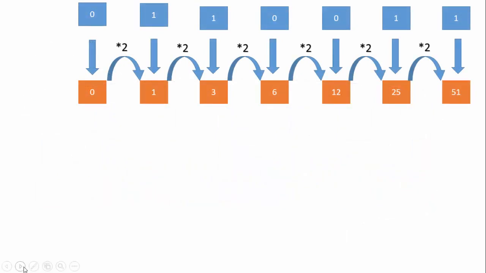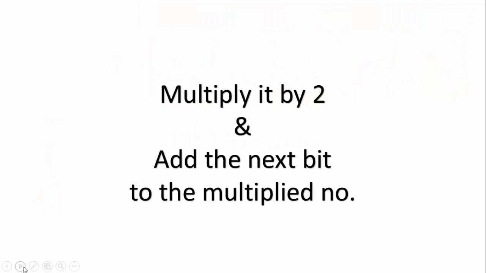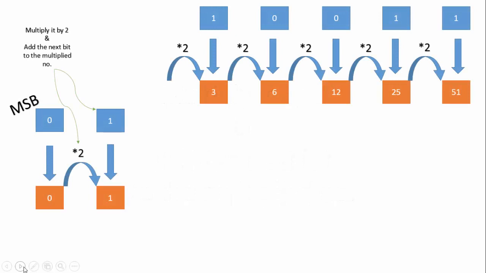First, consider the MSB. Then, multiply it by 2 and add the next bit to the multiplied number. As we can see, the initial MSB is taken and is multiplied by 2 and added by the next bit, which is 1. So the answer is 1. We multiply this 1 by 2 and we continue this process.